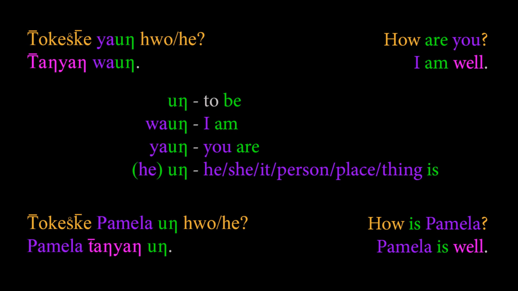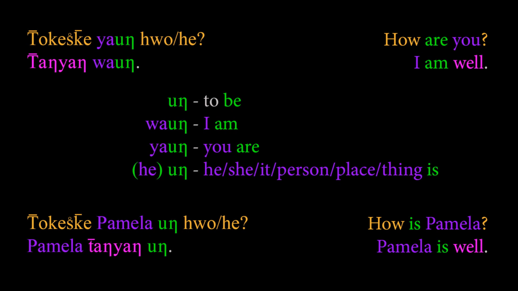You see that on the screen? Compare the sentences. Look at the sentences, the answers. On the English, let's compare "I am well," and compare that to the last sentence, "Pamela is well." Now look at the Lakota. The Lakota says "Dayan wa un." Remember, the wa is I. That means I. The un means am in this situation.